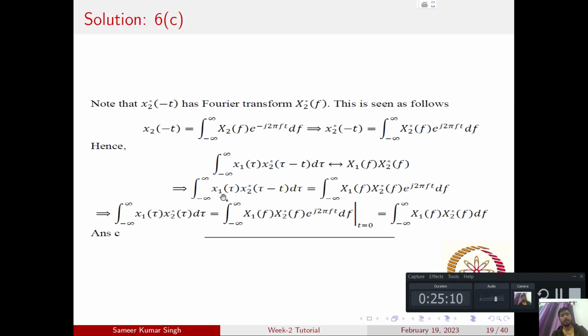Again, x1(tau) into x2 star(tau minus t) would be equal to the integral of X1(f) X2 star(f) e to the power j2πft df, because we are calculating the inverse. So it becomes X1(f) X2 star(f) e to the power j2πft df, and at t equal to 0, if t is replaced with 0, the exponential becomes 1.